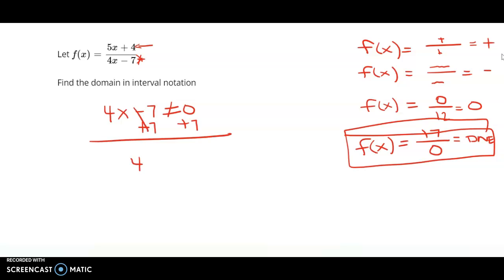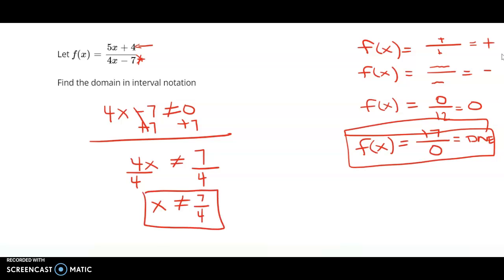So we get 4x, and we still want to keep that cannot equal sign. Cannot equal 7, divide by 4. And so now we know x cannot equal 7/4. So that's the value that will give us 0 in the denominator. So the problem is we still have to put this in interval notation.